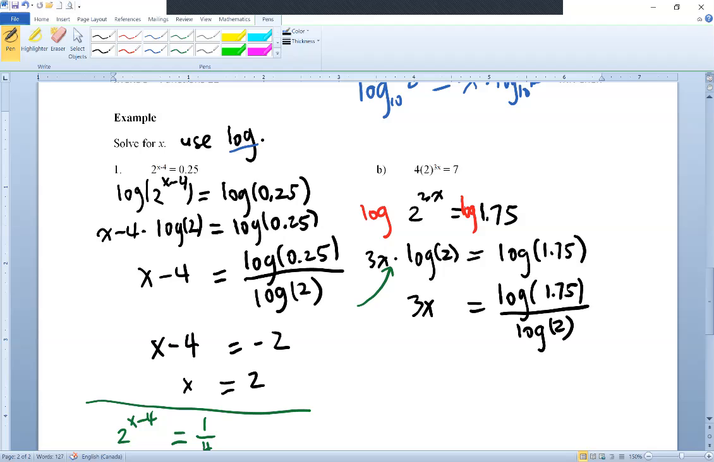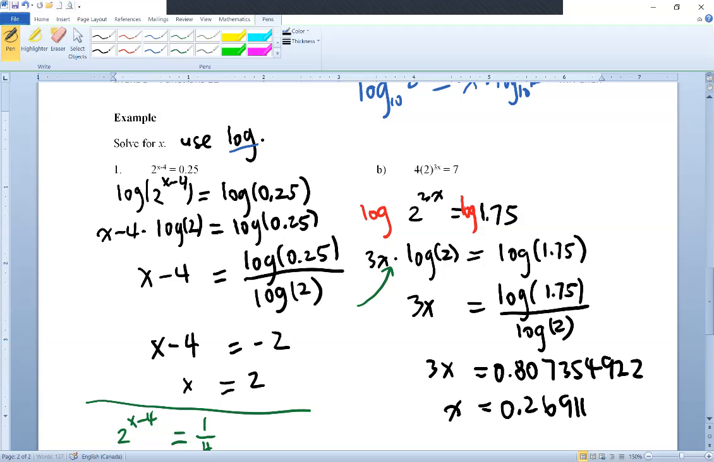So you take out your calculator and you get the log of 1.75 divided by log of 2. I actually did this off screen already, and I think I solved everything and then I divided by 3 again. Well, let me just do it really quickly. So log of 1.75 divided by the log of 2, I got 0.807354922. And then solve for x, divided by 3, and I get 0.269118307. And it probably keeps on going.